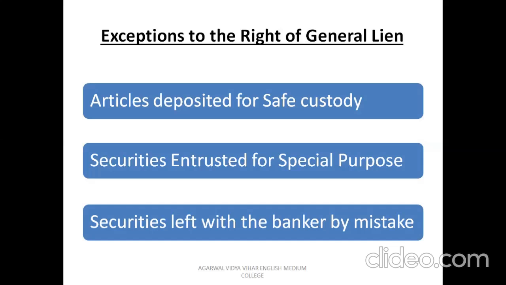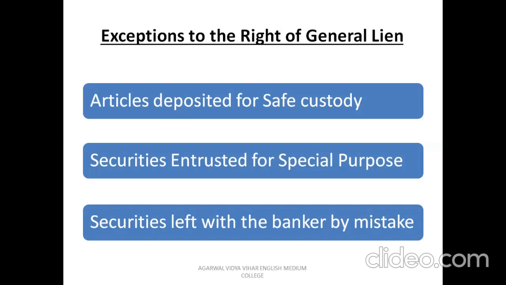Why? Because as we discussed in the general characteristics of the banker-customer relationship, whenever the customer deposits any valuables for the purpose of safe custody with the banker, at that time the banker works as a bailee and the customer is the bailor according to the Bailment Act. And if any loss occurs to that type of property, then the banker is responsible for the compensation. So of course, the banker does not have any right to exercise the right of general lien on that type of property.